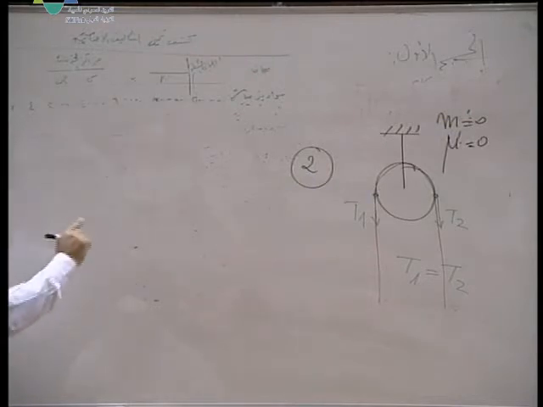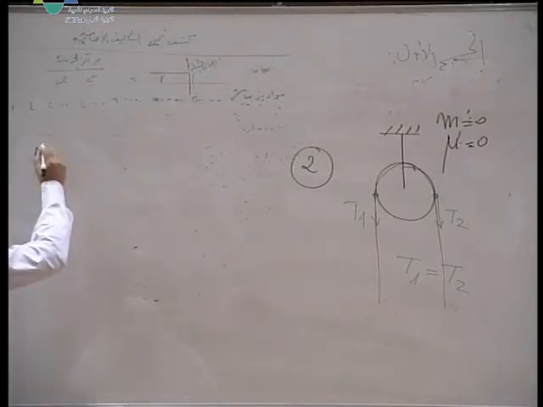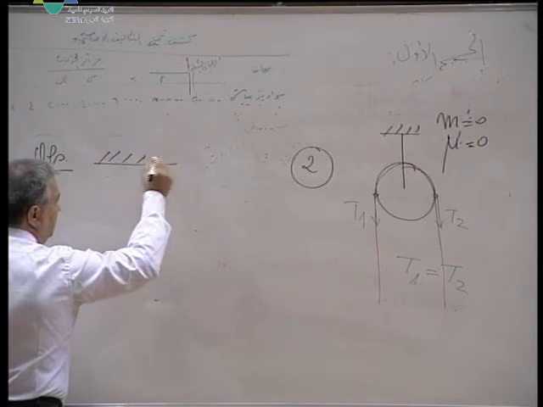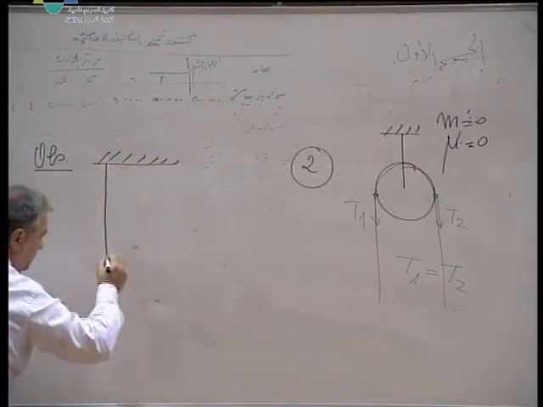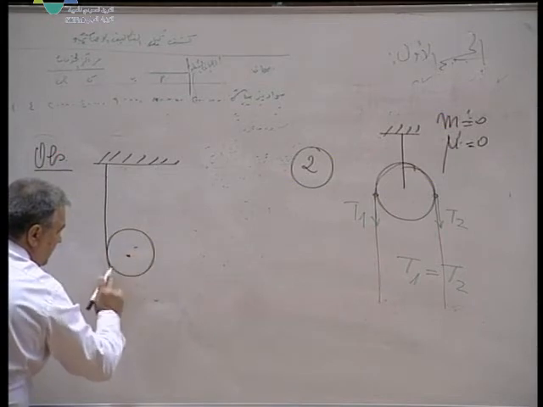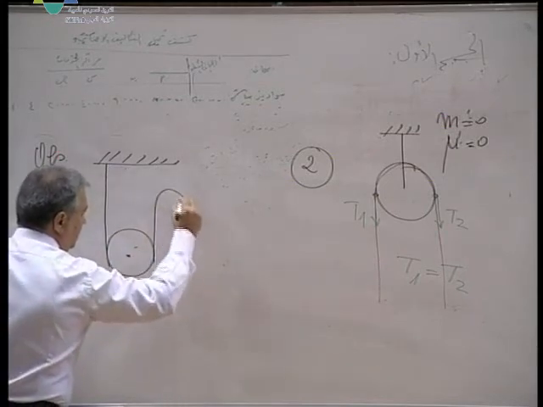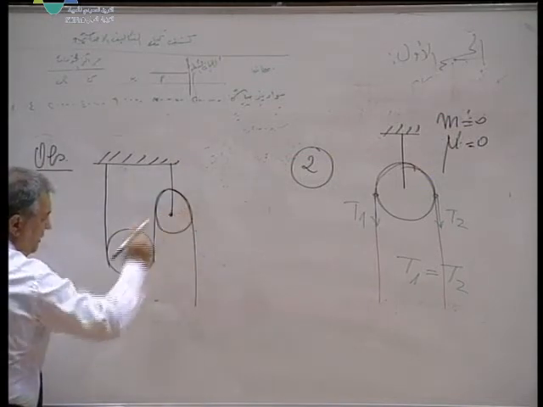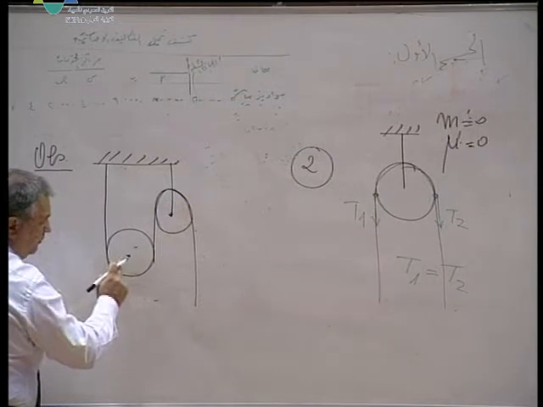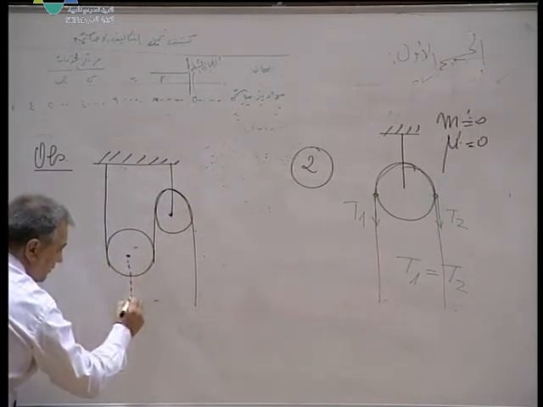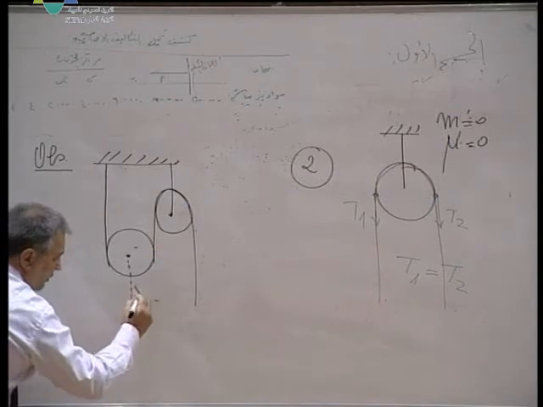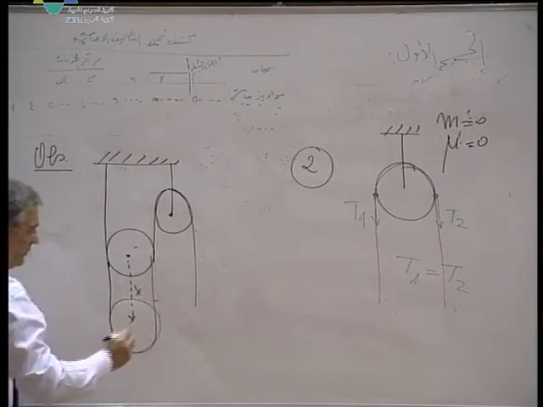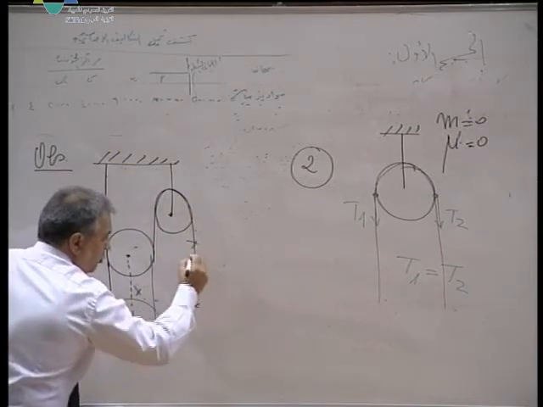At these two theorems, I need an observation. If I have a mobile pulley, that means its axis can move. This one is a fixed pulley. This one is a mobile pulley. If the center of the mobile pulley goes a distance x, the end of the rope moves with 2x.